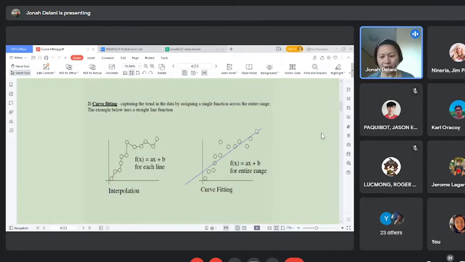So if we have a set of points and when we plot the points on our graph, it looks linear. Then we can just make an equation of the line to make a generalization of the data that were given, right? So that is curve fitting. I-fit na to siya kung unsa ang behavior sa atong point. So unsay gisuwat diri? Curve fitting is capturing the trend in the data by assigning a single function across the entire range.